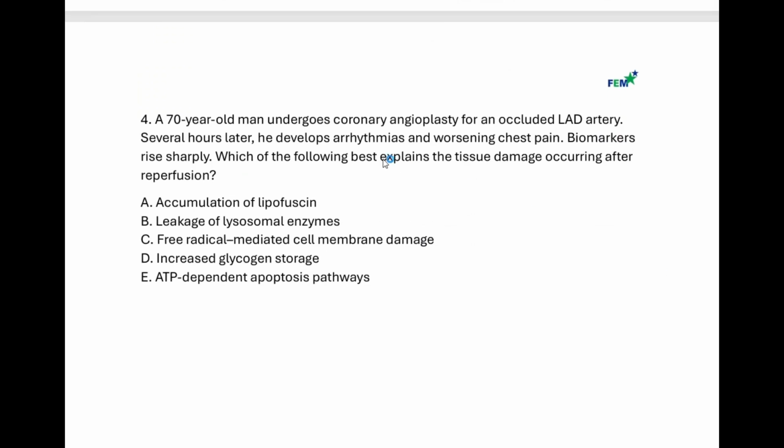And the last question: a 70-year-old man undergoes coronary angioplasty for an occluded LAD. Several hours later, after we have done the coronary angioplasty, meaning that we have opened up the obstruction, he develops arrhythmia and worsening chest pain, right? So somebody who had the occluded LAD, we've opened up the obstruction, but now this patient starts having arrhythmia and worsening chest pain. And they check some cardiac biomarkers, for example troponin or CK-MB, right? And they realize that these enzymes are on the rise, even higher than when the patient first came in. So which of the following best explains the tissue damage occurring after reperfusion?